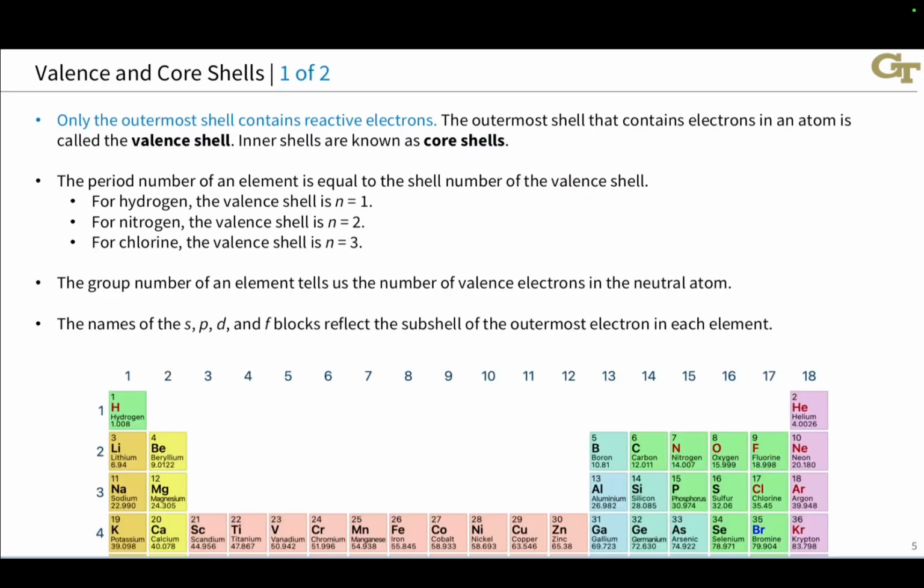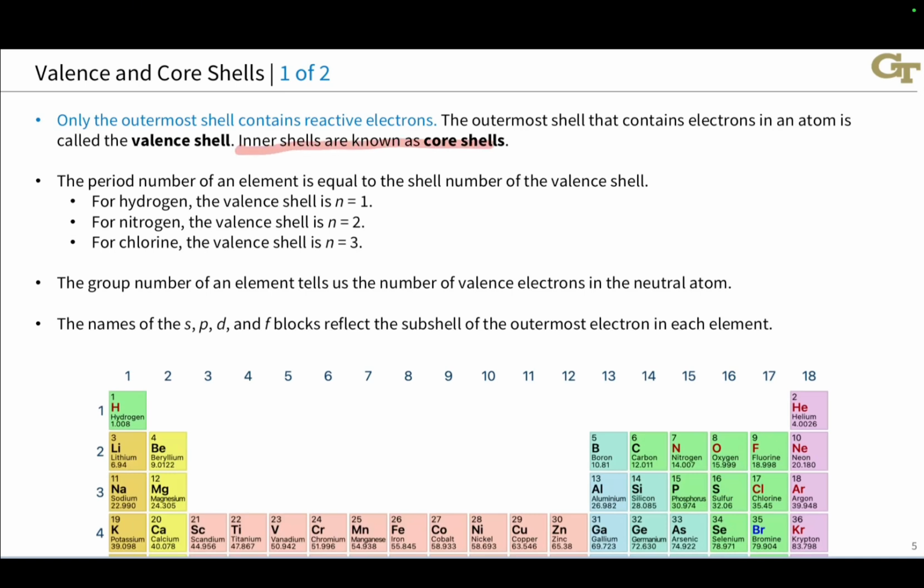Now, if we're talking about elements in the 3rd row of the periodic table, that's a lot of electrons to deal with, right? If we look at an element like bromine, a neutral bromine atom has 35 electrons. Does that mean we're going to have 35 dots and lines in a Lewis structure? Well, no, because the good news is most of those electrons don't matter. Electrons in the inner shells of an atom, relatively close to the nucleus, are called core electrons, and those inner shells are called core shells.